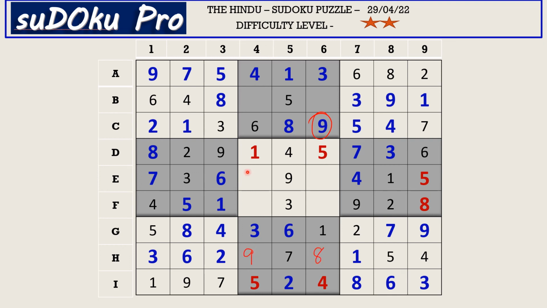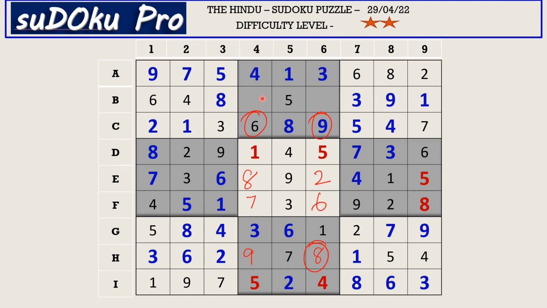In E row, the missing numbers are 2 and 8. There is an 8 blocking from here. So E6 takes 2 and E4 takes 8. Here in F row, the missing numbers are 6 and 7. Okay, you have 6 here. So F4 takes 7 and F6 takes 6.